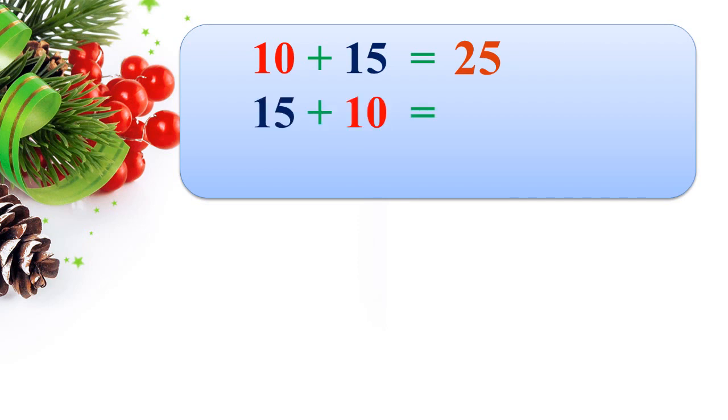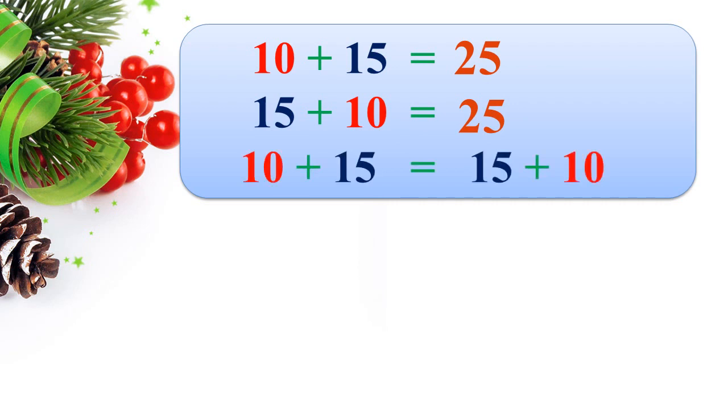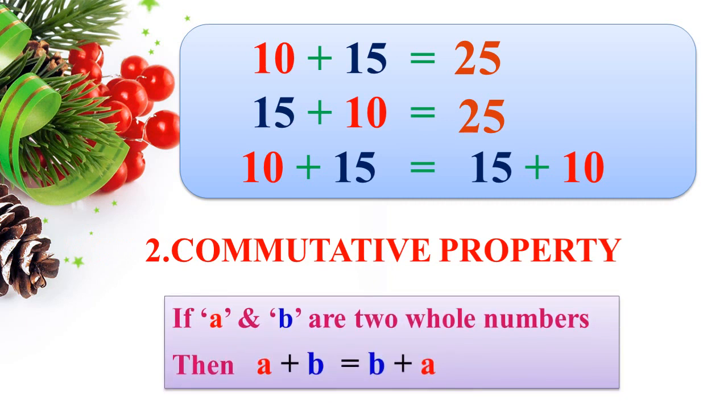Let us see some more examples. 10 plus 15 equal to 25. 15 plus 10 equal to 25. So we can write 10 plus 15 equal to 15 plus 10. So we define the commutative property as: if A and B are two whole numbers, then A plus B equal to B plus A.